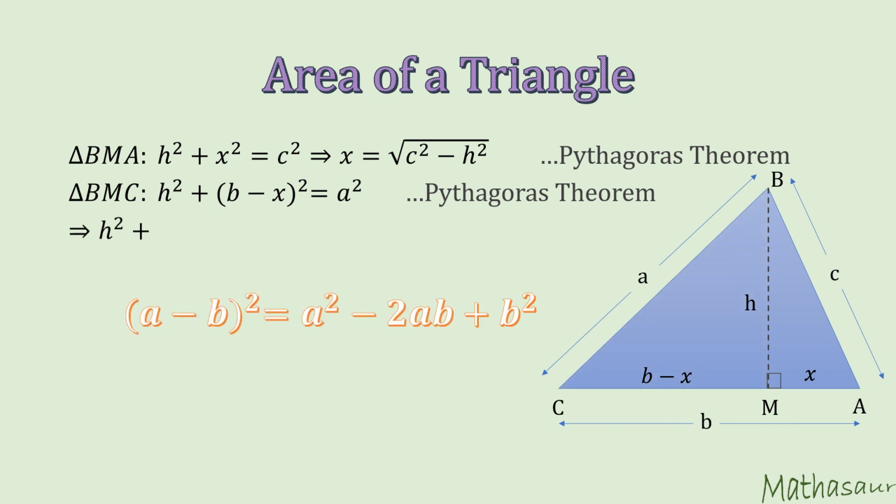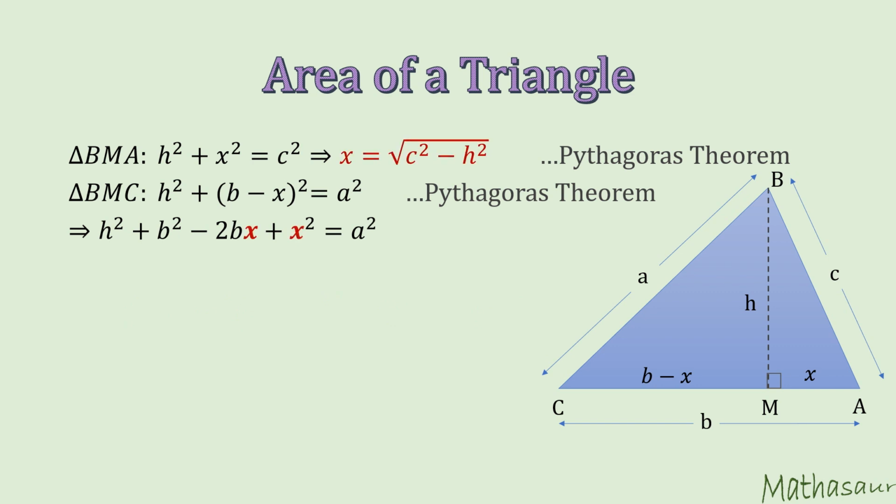Now here we could apply the identity a minus b whole square. Since our bracket b minus x already has a b, let us change the variables in our identity to p and q. Now we can see that p is equal to b and q is equal to x. Let us substitute the values in this identity. Now here, let us replace the variable x with the value we found out earlier, which was square root of c square minus h square.